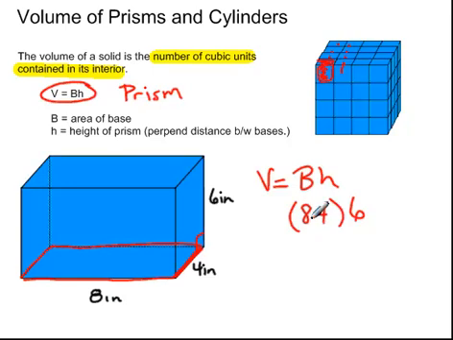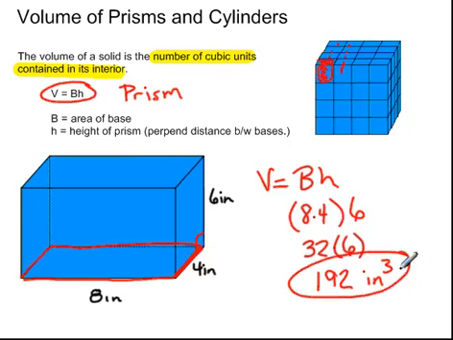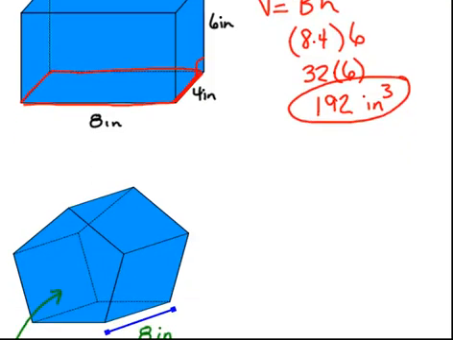So we're talking about volume, plugging in our values. 4 times 8 gives us 32. 32 times 6 is 192. And that is cubic inches. And notice how our exponent changes here. It is now 3 because we're talking about three-dimensional volume. It's cubic values.